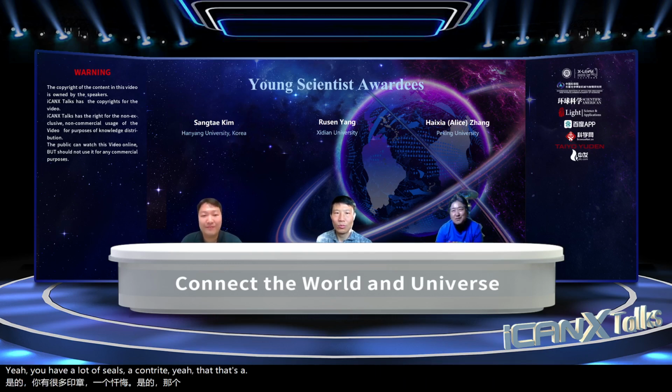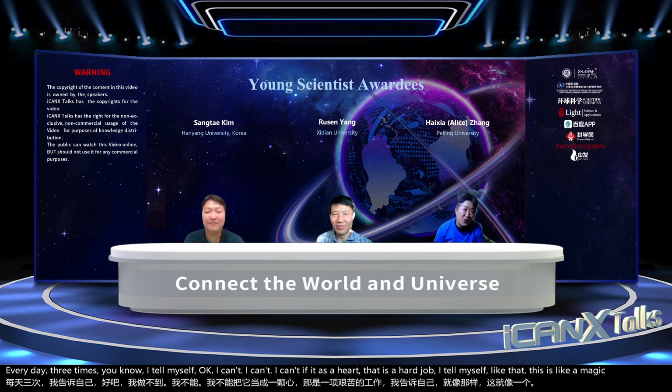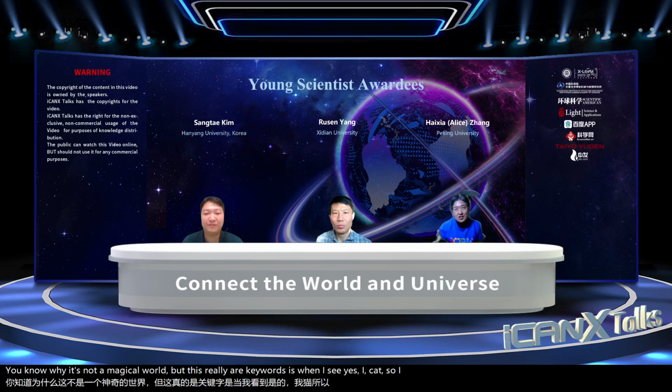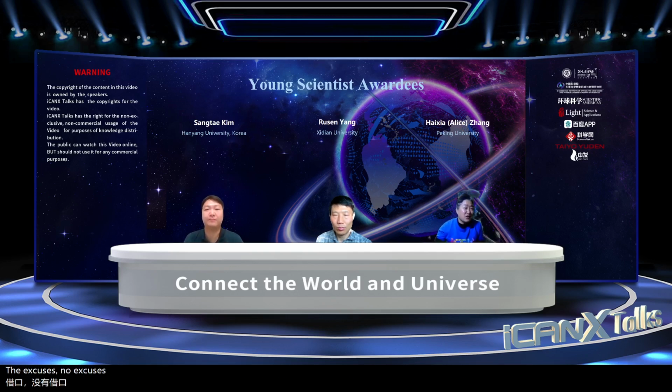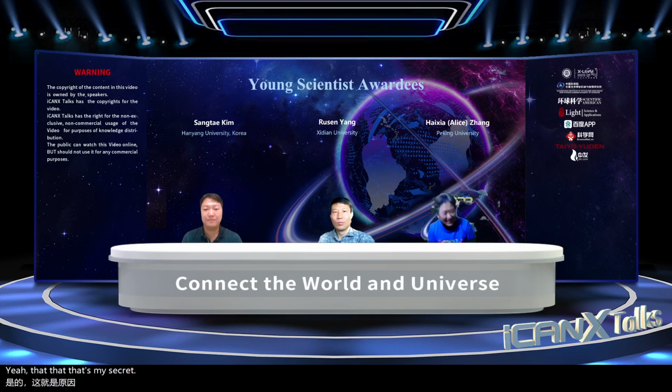Yeah, that's very important. But my word is okay. I tell myself, I can. Every day, three times, I tell myself, okay, I can. If it's a hard day or a hard job, I tell myself I can. This is like magic. It's not a magic word, but the key is that when I say yes, I can, I shut the door on excuses. No excuse, right? You can. You must do that. So when you say to yourself, I can, I must make it, there's no excuse. You just go to that target. That's my secret.